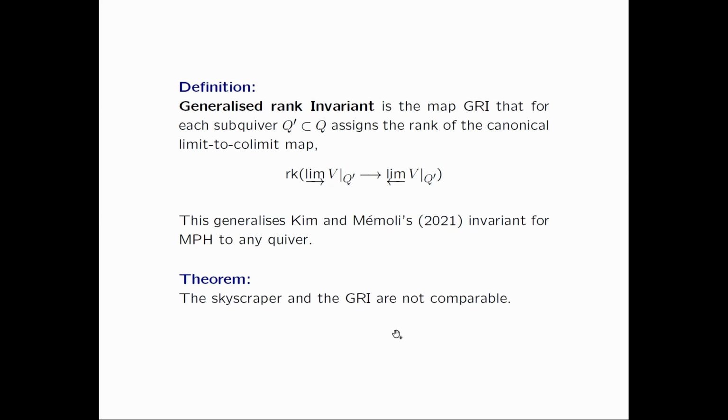And indeed, you have the theorem here that the skyscraper and the generalized rank invariant are not comparable. In other words, neither of them is stronger or weaker than the other. And here are a couple of examples. Again, they're relatively simple. For one, the generalized rank invariants are the same, but the skyscraper invariants are different. And here we have an example where the opposite holds.